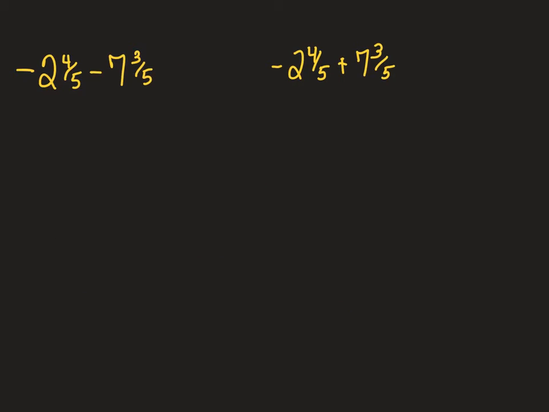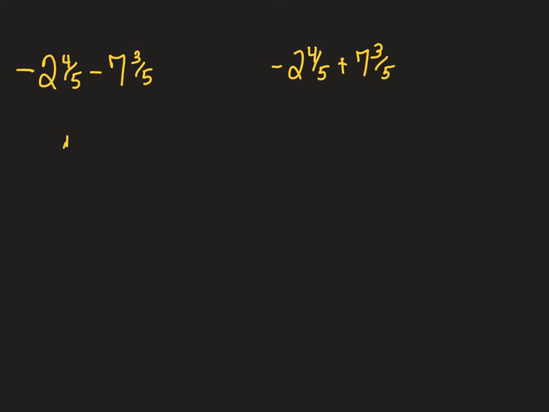All right, so we have 2 questions with mixed numbers. Negative 2 4/5 minus 7 3/5. Negative 2 4/5 plus 7 3/5. So the book is going to write them sideways. They just always do. But I don't like writing them sideways to work it out. So I come down here and I do scratch work.